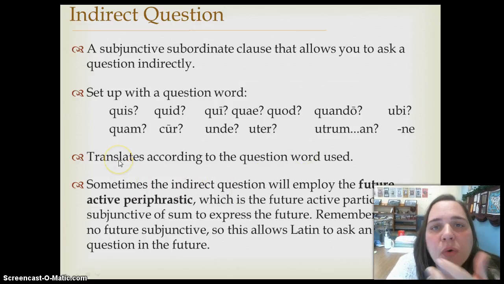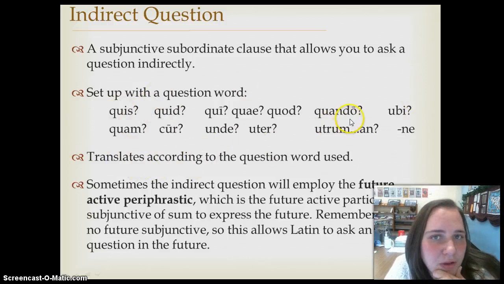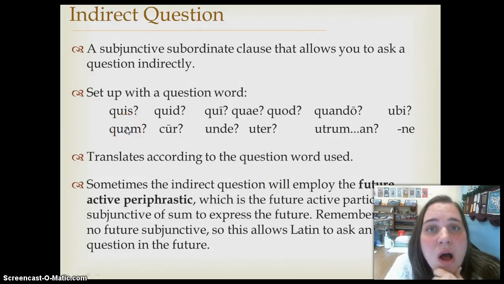And of course, you're going to translate the indirect question based on whatever question word you've set it up with. If you wonder where, ubi, your friends went, right? Or you wonder why someone spilled your milk. You wonder how people can be so mean. So on and so forth.